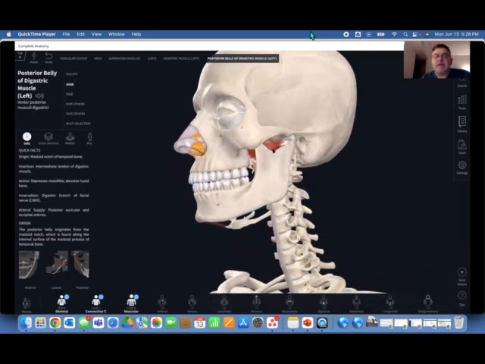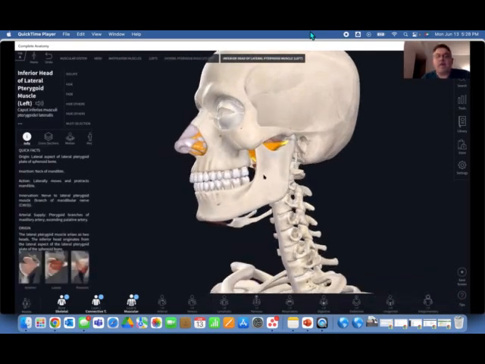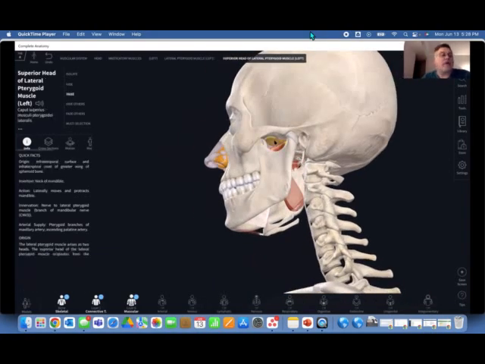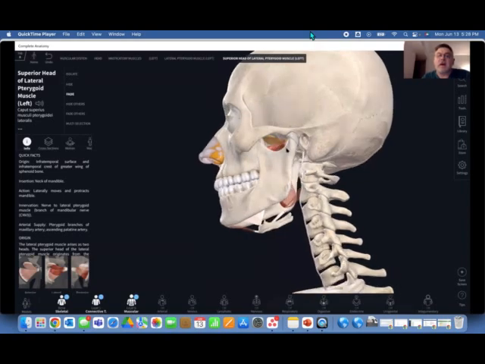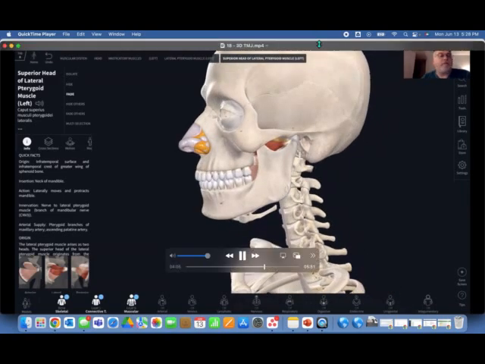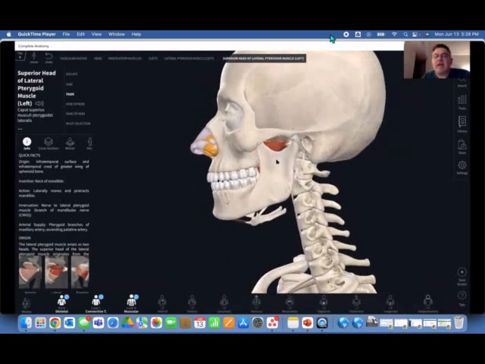Let's look at the inferior head, the lateral pterygoid. So we have inferior and the superior head. So this comprises the pterygoid. Though they are deep, we can needle these structures. Basically, we'll go in through this foramen created by the mandible and the zygomatic arch.